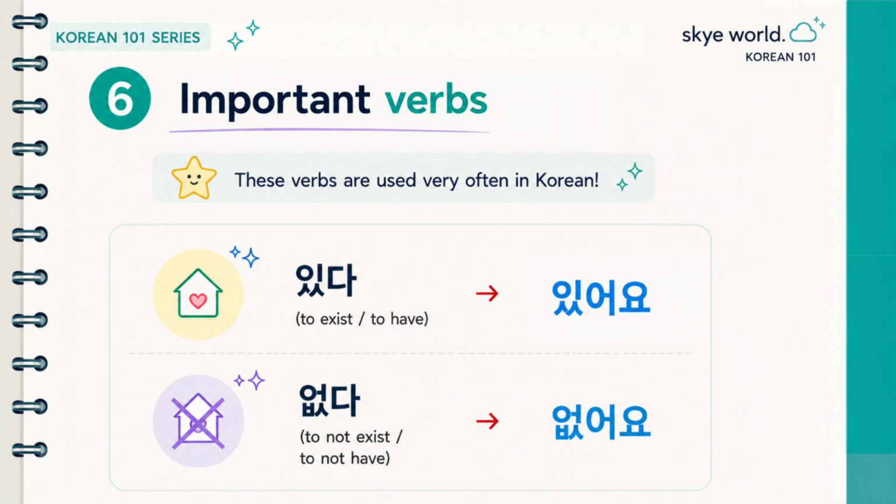Finally, let's learn two very important verbs. 있다 becomes 있어요. This means to exist or to have. 없다 becomes 없어요. This means to not exist or to not have. You will hear these two verbs constantly in Korean, so it's important to memorize them early.